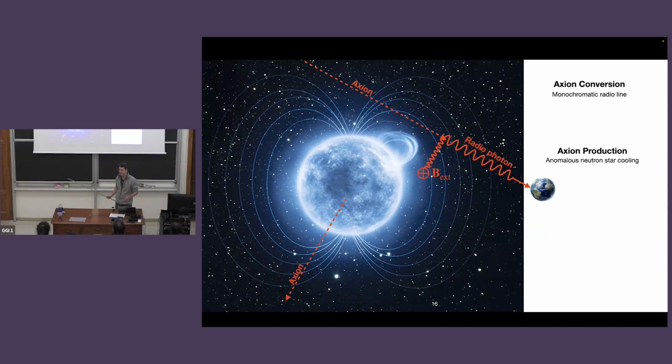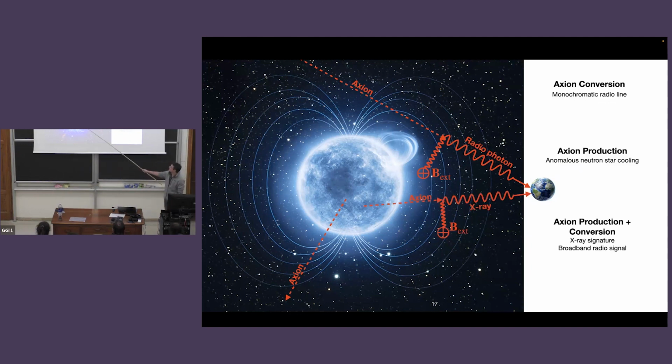So by looking at how neutron stars cooled, how hot they are today, we can also then think about how to constrain the axion from just the neutron star cooling curves. And then the third option is the combination of the both.